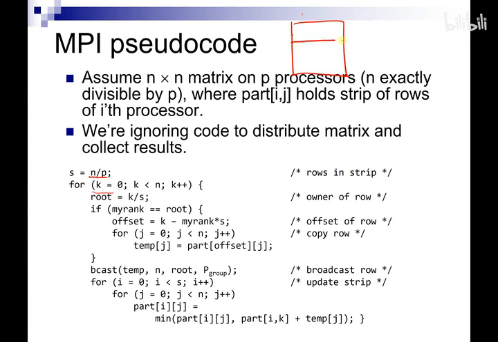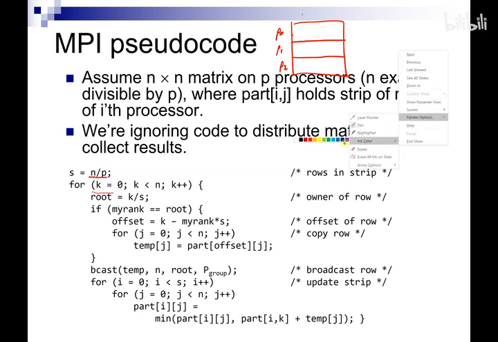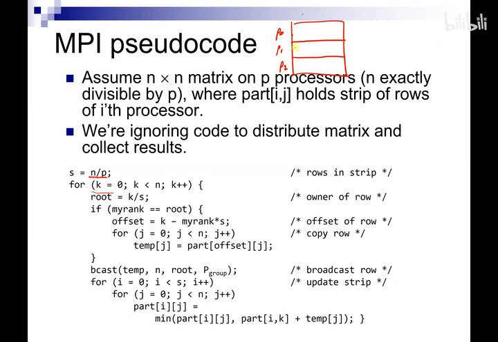So what I want to draw here is that you have 3 processes, P0, P1, and P2. And then you have some row, which I'm going to now draw in blue, that you actually want to broadcast. And this row, let's say it's sitting over here, and this is the kth row if you're in the kth stage.